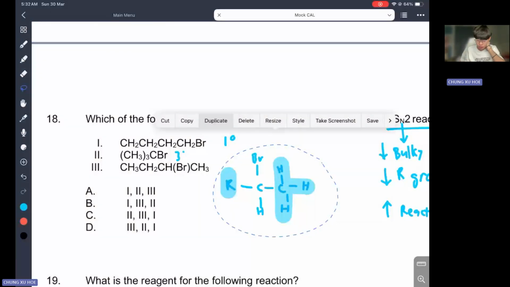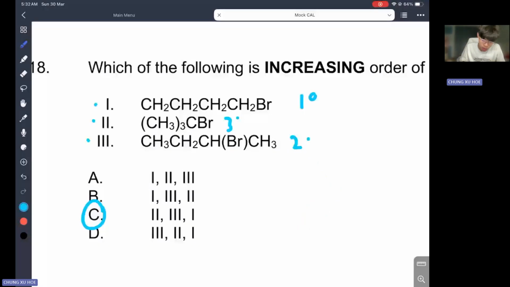So they said increasing order, right? So from the most to the least. So 2, 3, 1. So 2, 3, 1 will be C. 2 more questions, then ciao.